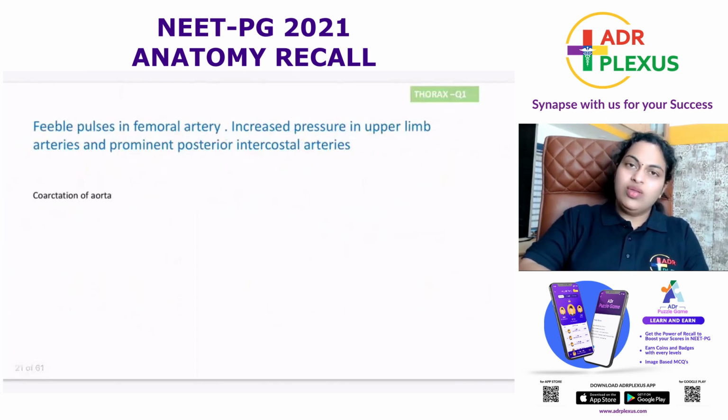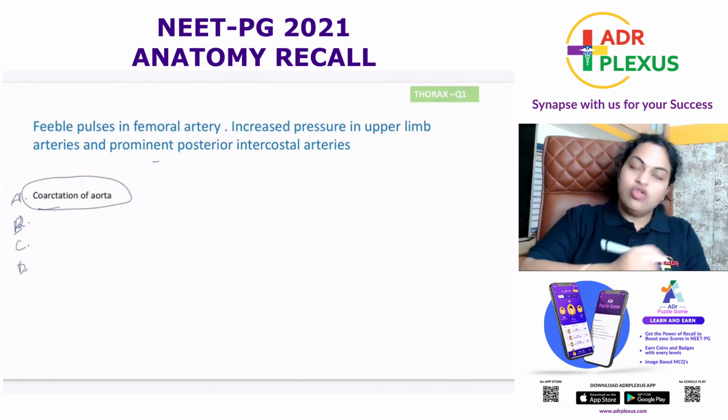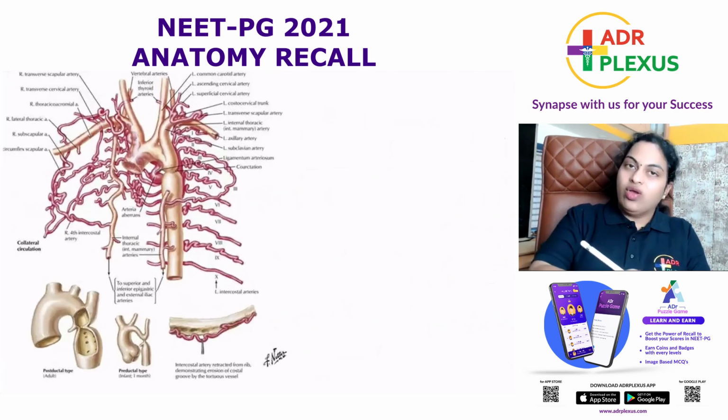Okay. So coming to questions of anatomy in thorax region, there was a question on feeble pulses in the femoral artery, increased pressure in upper limb arteries, and prominent posterior intercostal arteries. The option that everyone remembers only coarctation of the aorta, right? No one is sure with the other options. Yeah. So coarctation of aorta, what do you mean by that? Narrowing of the aorta. Yes. At which point?